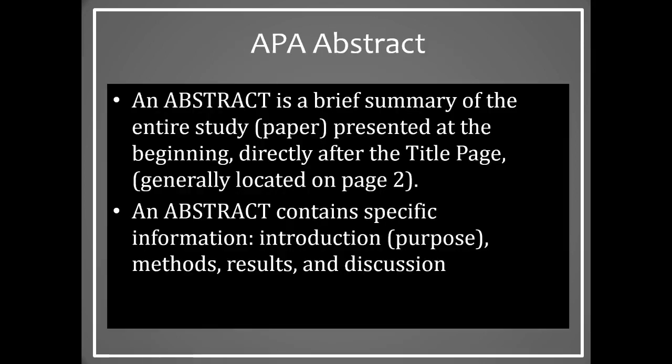The second page is what we call an abstract. The abstract is a brief summary of the entire paper, if it's a lit review paper, the entire research report, if it's a study, and it follows on the second page of any APA paper. Title page is first. This is, you can see in front of you, it says generally located on page 2. You could change that generally to pretty much in every instance. There may be an exception to this, but I don't know of any.